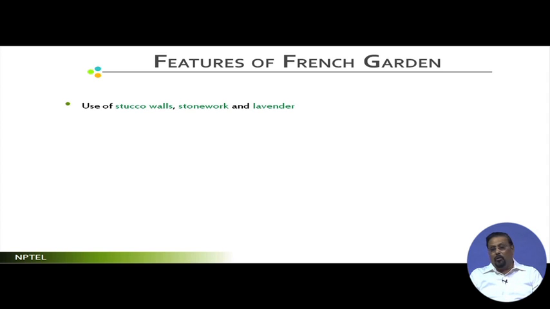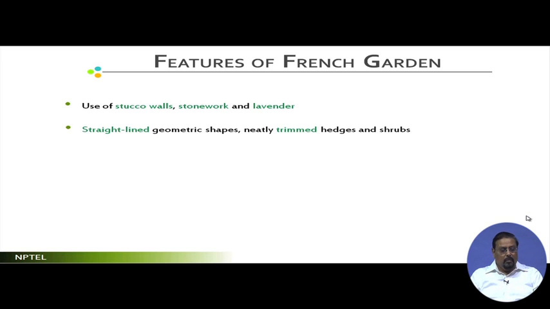Earlier in Italian and other landscape styles, the stuccos or the walls and the decorations on the walls were not very prominent. It was landscape within. Say for a Spanish garden, if I compare, the landscape was within, but buildings were on their own. But here they started introducing elements which became integral parts of the garden itself. Very straight lines, geometric shapes, geometric shapes very much bounded by trimmed hedges.